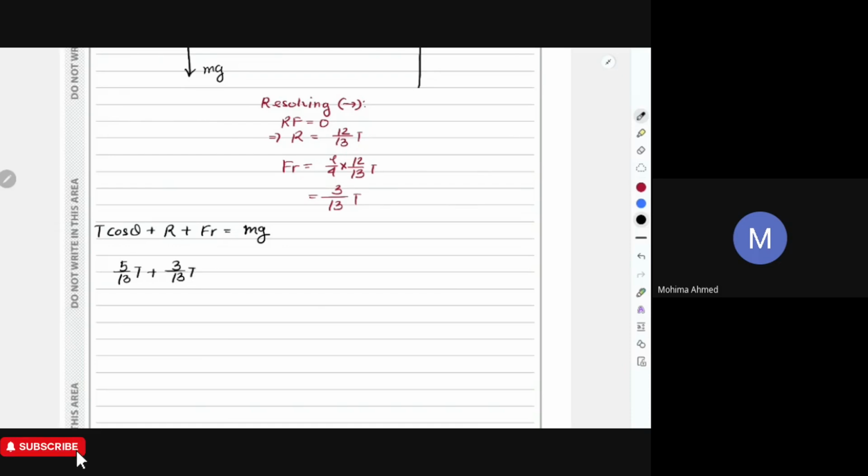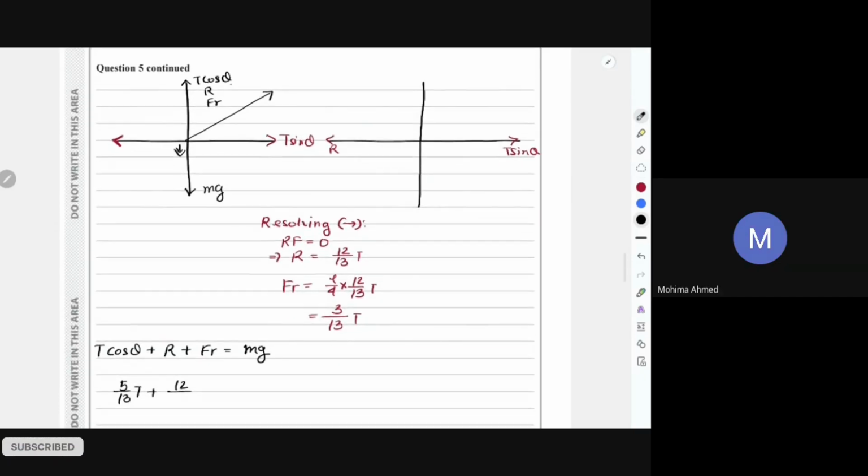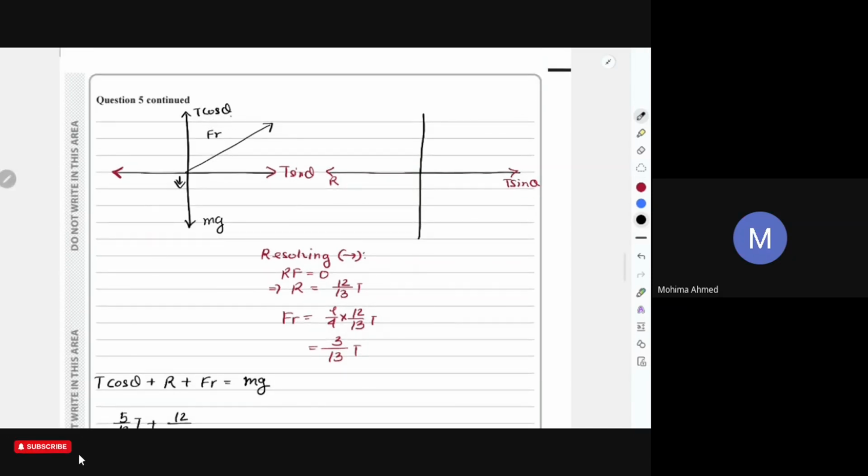Any question from anyone? So why did you add R when resolving vertically? In the vertical plane, yeah, we won't in that case have R, right? Because your rod was in the vertical plane, so your reaction force is only going to be in the horizontal plane.